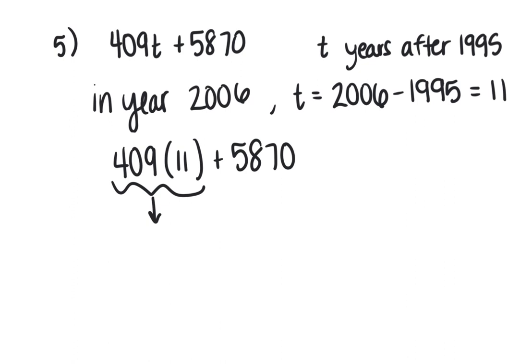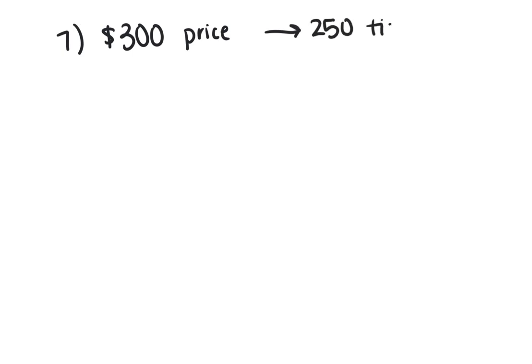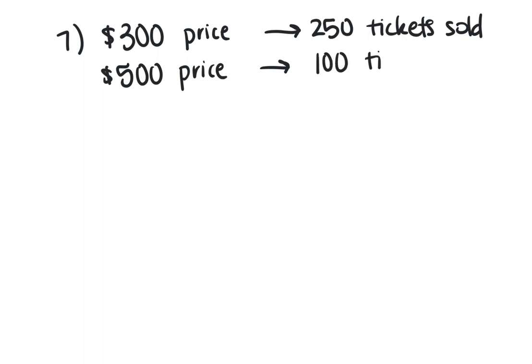Question 6 is a little bit like question 4, so I will leave that one for you to apply. And question 7 is a little bit harder, so let's take a look at that one. In question 7, a $300 per person price leads to 250 tickets sold. If they up the price to 500, then they expect to go down to 100 tickets.